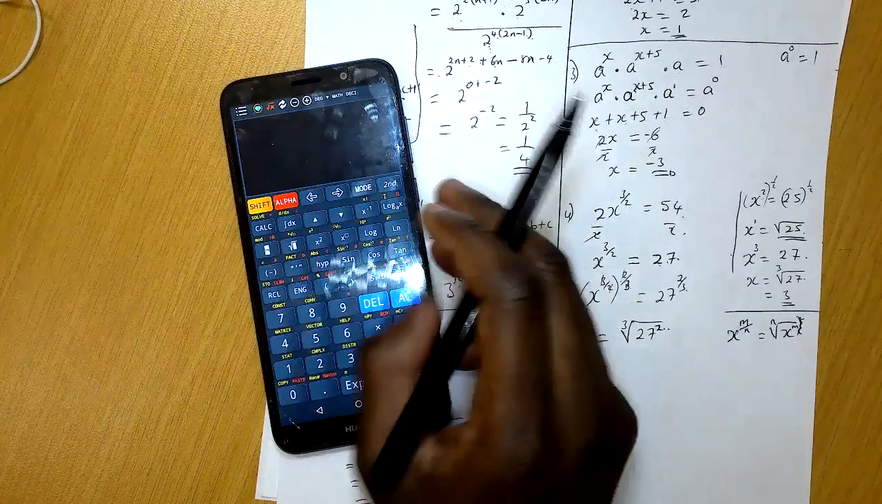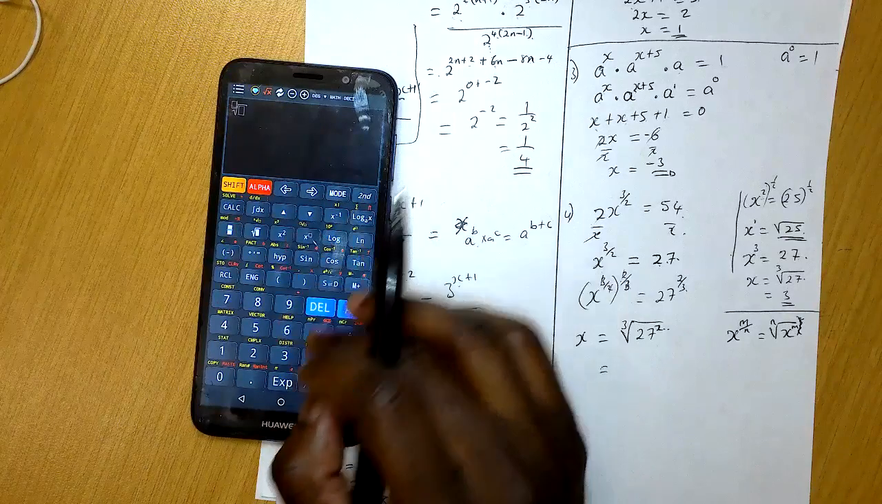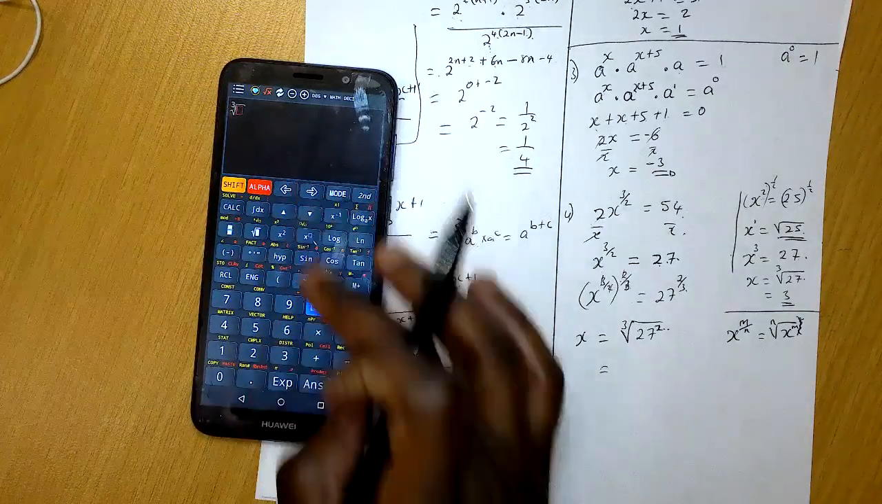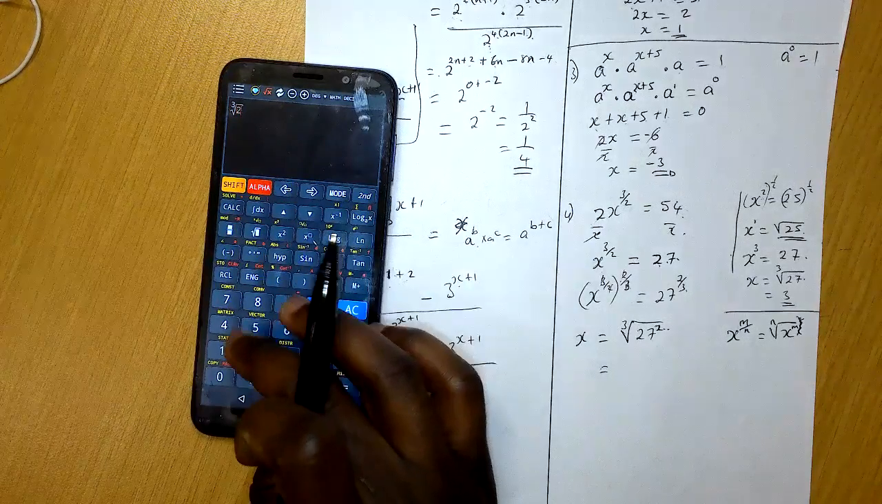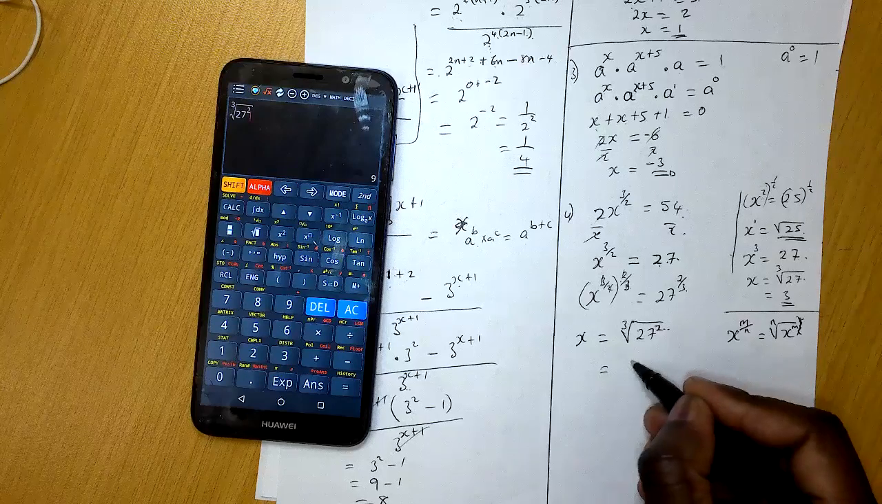We'll write this and say shift. Okay, what do you have then? 3, 27 squared. So this one will give us 9.